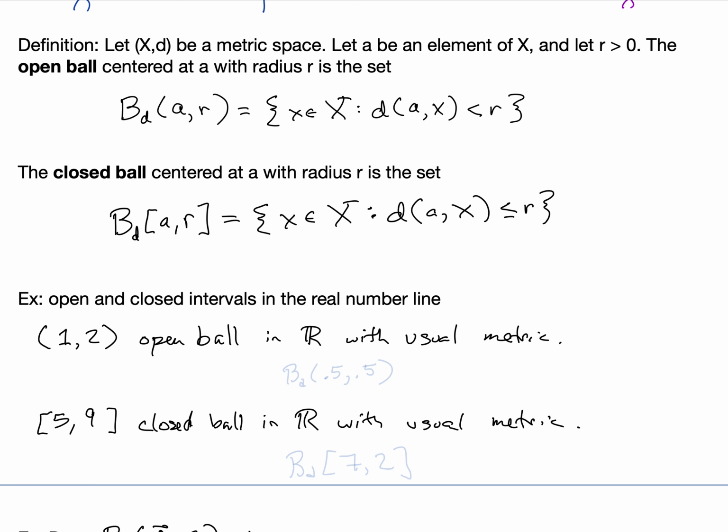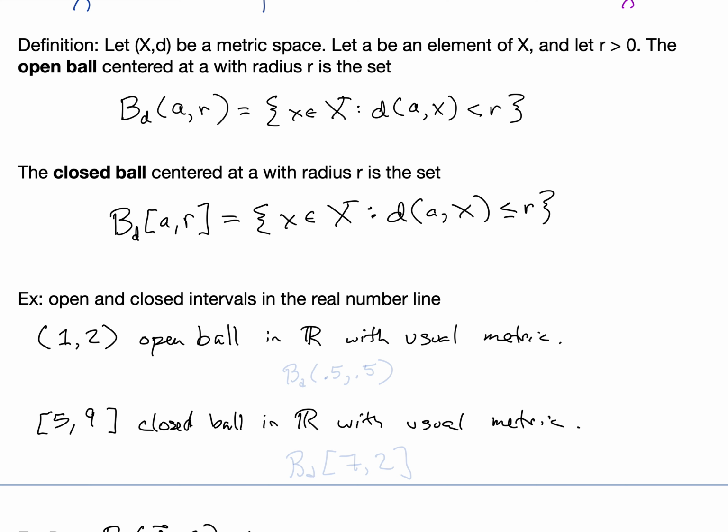So let (X, d) be a metric space. In other words, X is a set and d is a metric on that set. Let a be an element of the set X, and let r be a real number greater than 0. Then the open ball centered at a with radius r is the set B_d(a, r). The open ball centered at a with radius r is the set of points x in X such that the distance between a and x is less than r.